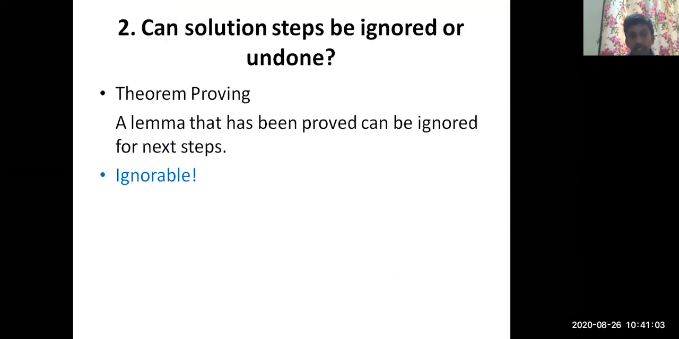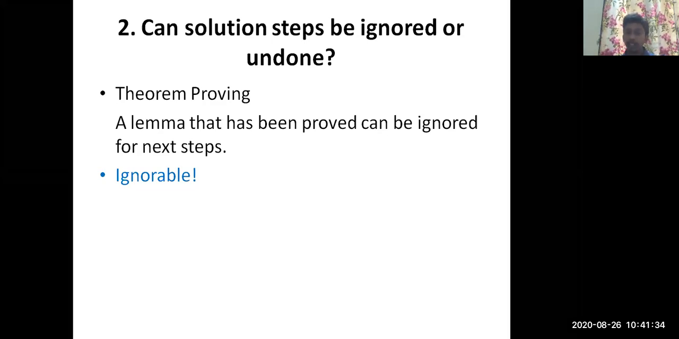Next one: can solution steps be ignored or undone? Because we will have n number of solution steps, do I need to consider everything, or can I ignore something? Suppose I have a team of 4 members. I will have my own idea, and the rest of the 3 people will have their own ideas. Everybody will try to give their own solutions. So do I need to take all the solutions, or can I ignore some? And how do I move forward?